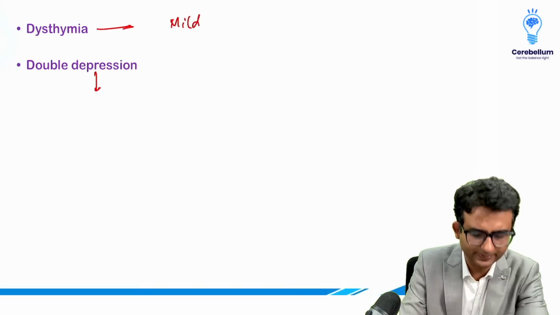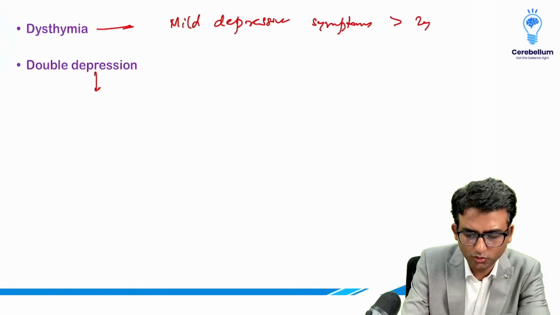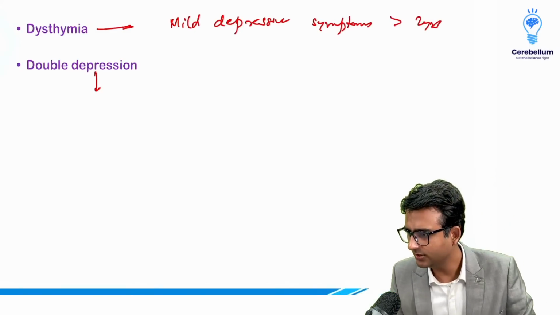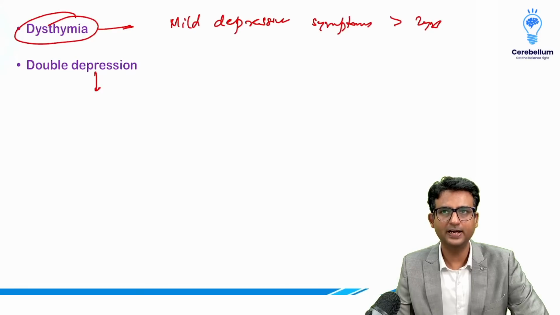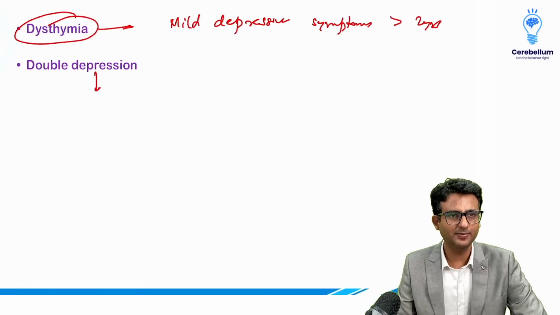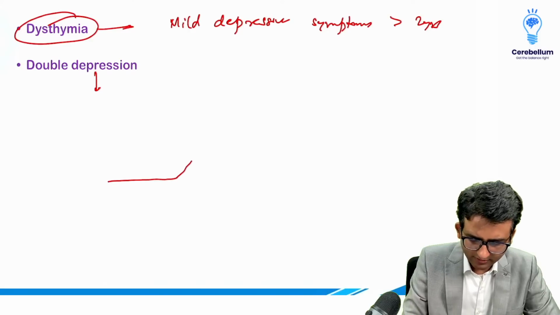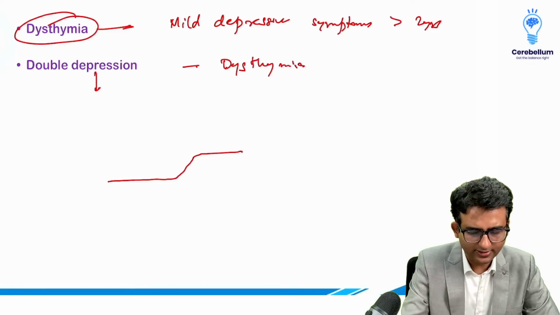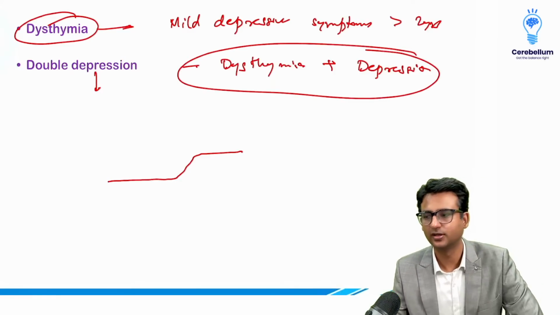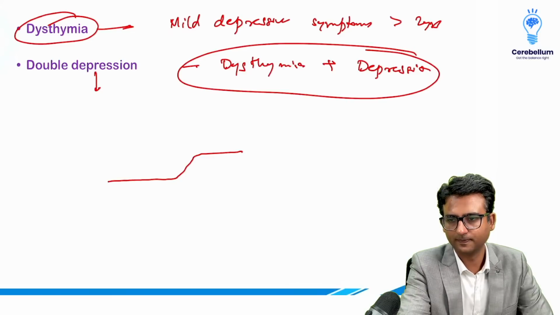Mild depressive symptoms continuing for more than 2 years is dysthymia. Okay. What is double depression? Say a patient has dysthymia and now develops depression. So dysthymia was continuing for say 5 years and now patient has also developed depression. Now this is called double depression. Your FMGE examination PYQ. Got it?